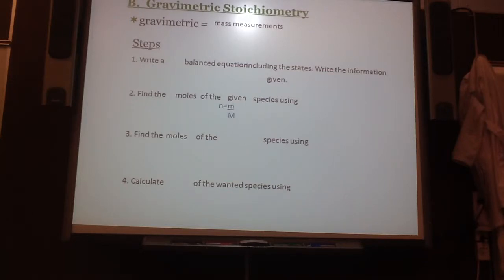Then find the moles of the wanted species using mole ratio, which is wanted over given. Next, okay, so that's our mole ratio, wanted over given. Lastly, calculate the mass of the wanted species using m is equal to n times big M.